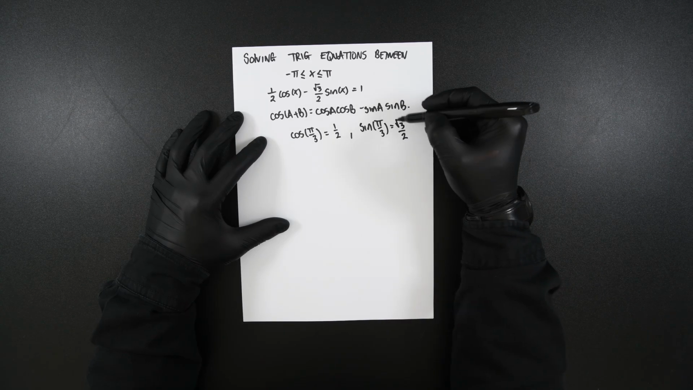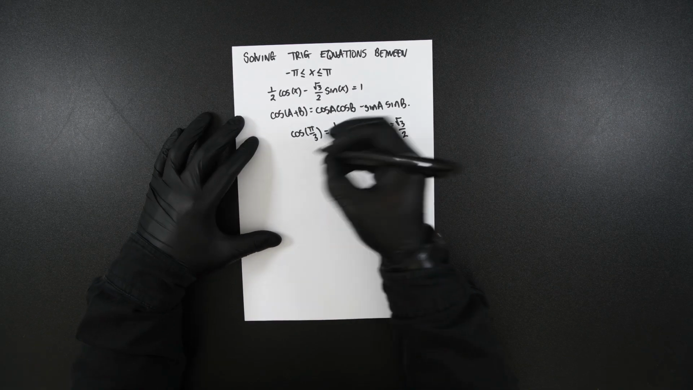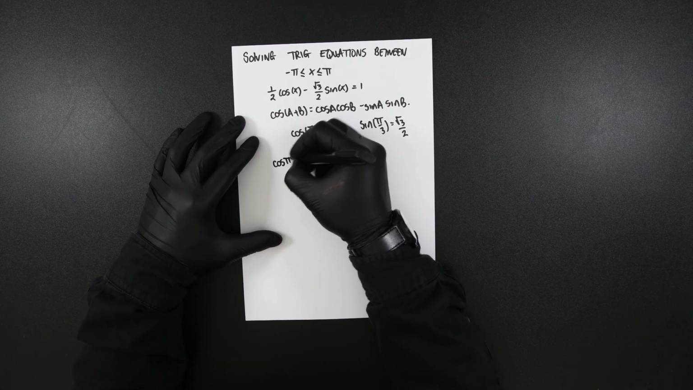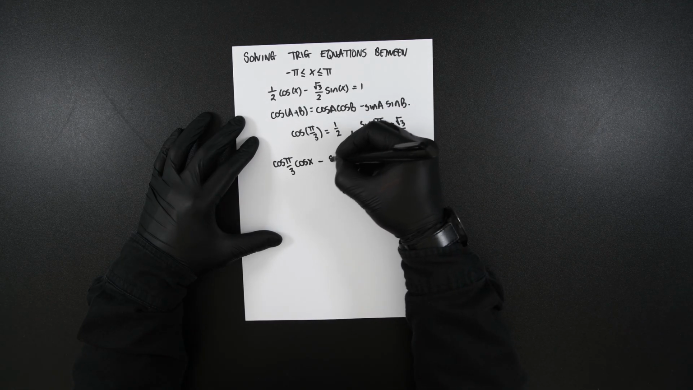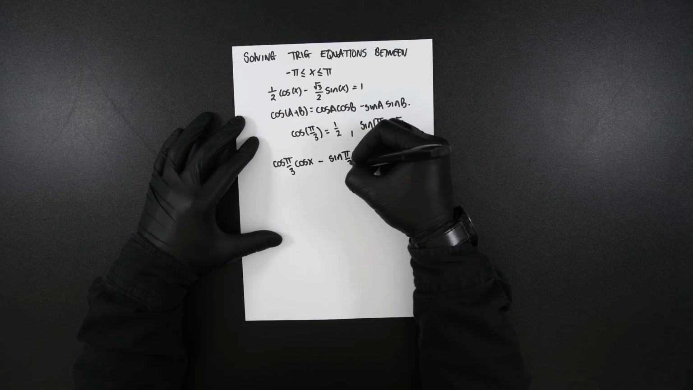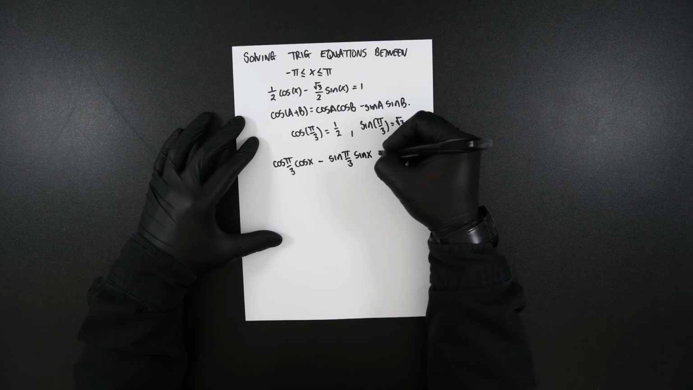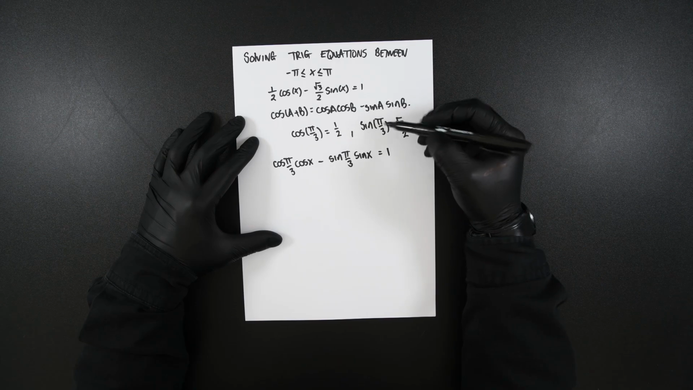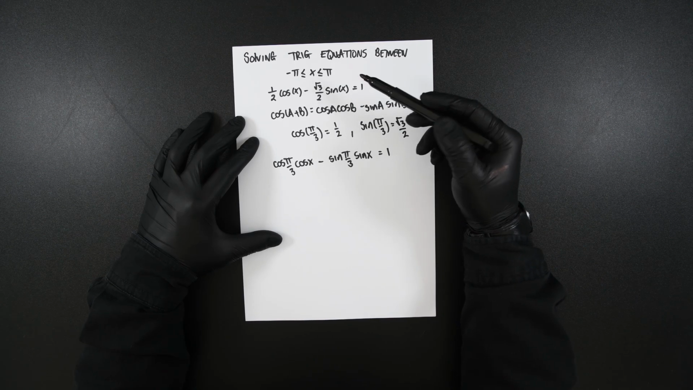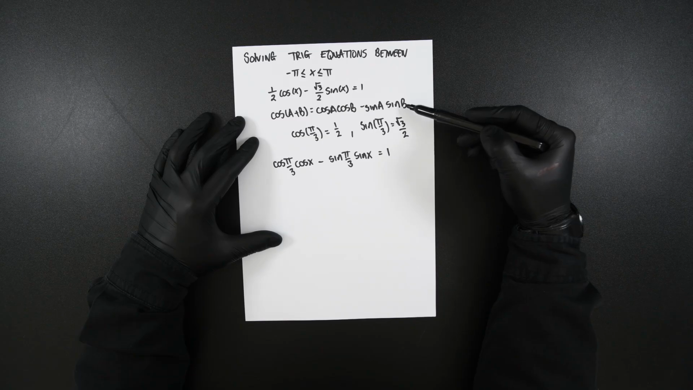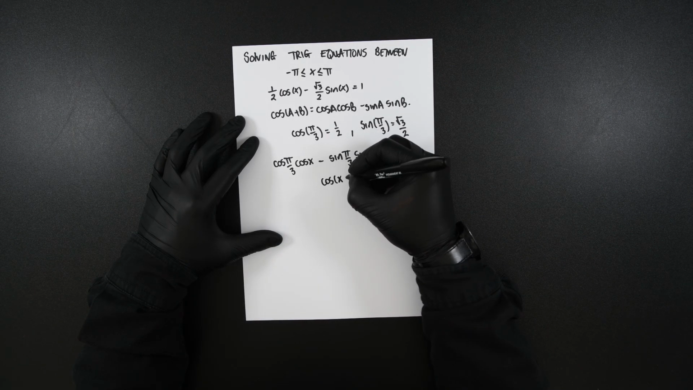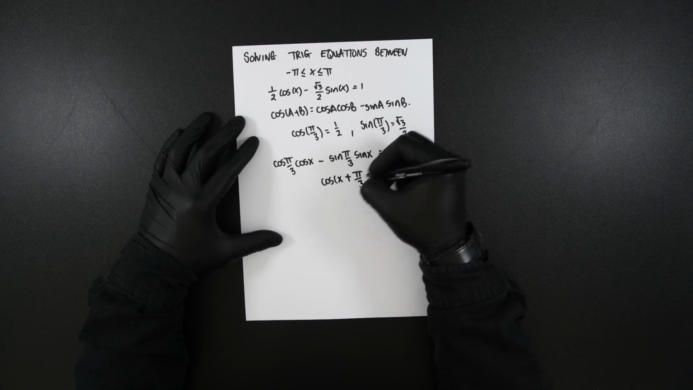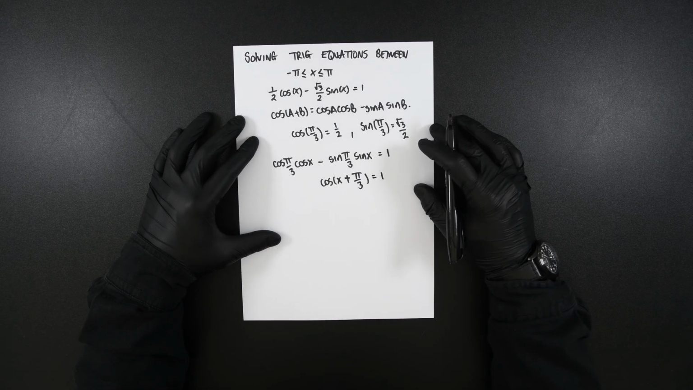So first we can plug these into here. So we're going to now get cos pi over 3 cos x minus sin pi over 3 sin x equals 1. And then obviously we can now use the cosine angle sum identity, what we've written out here, and simplify this into cos(x + pi over 3), which equals 1.